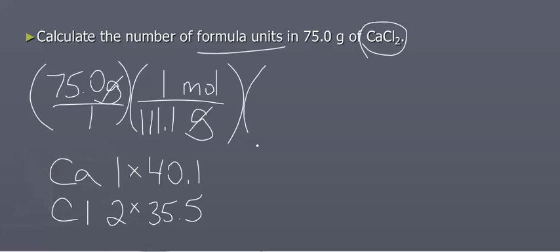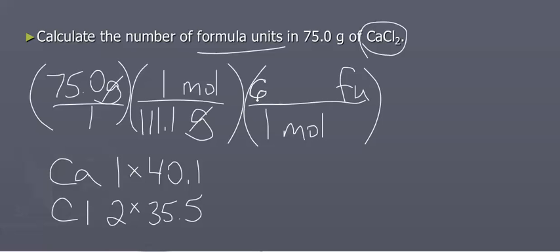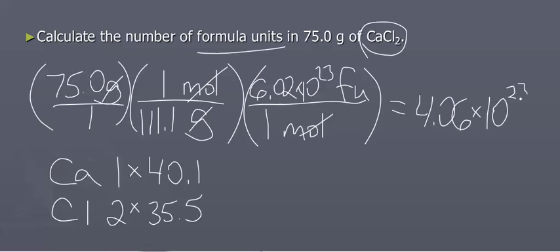And then go to formula units. In 1 mole, the number of formula units, since this is an ionic compound, is 6.02 times 10 to the 23rd. So mole is the intermediate unit in all of these problems. We've got to take what we're given, convert back to moles before we try to go to another unit. Mathematically here, the number of formula units, 4.06 times 10 to the 23rd.